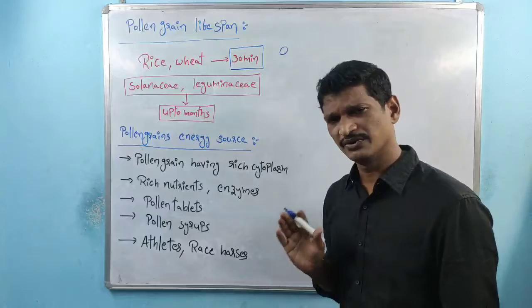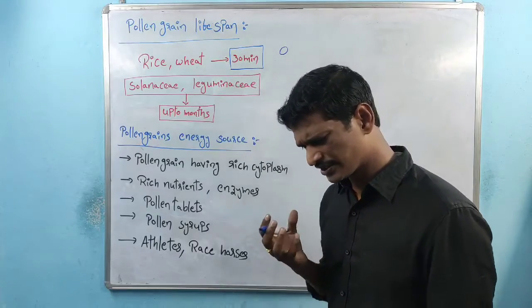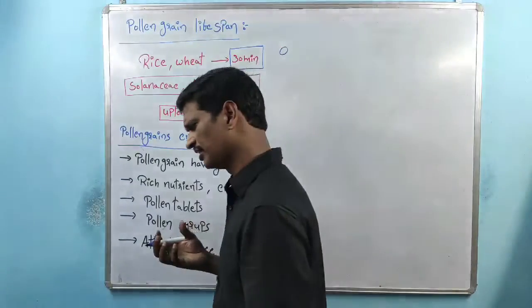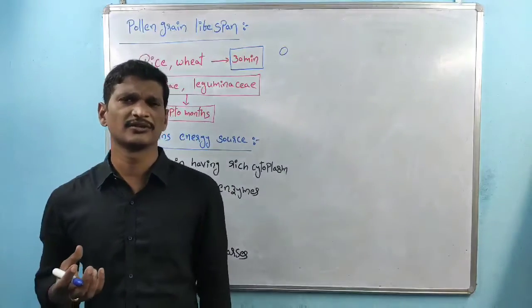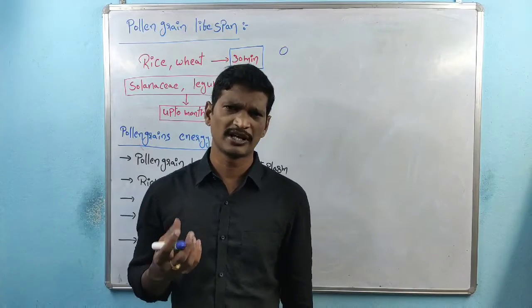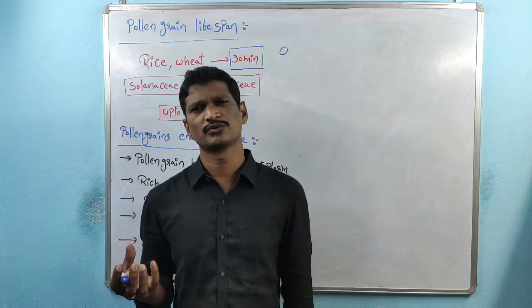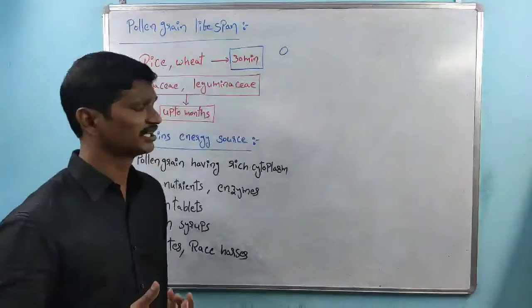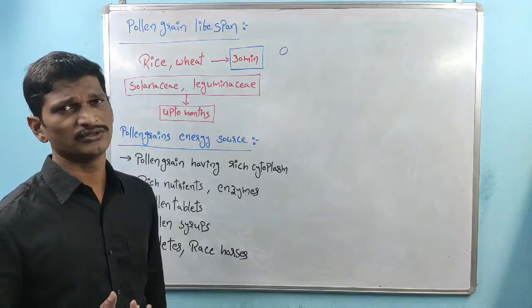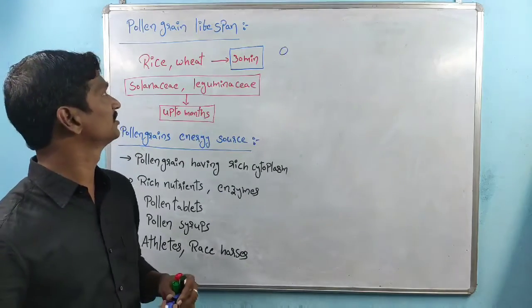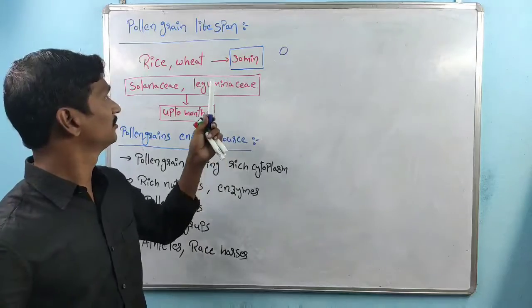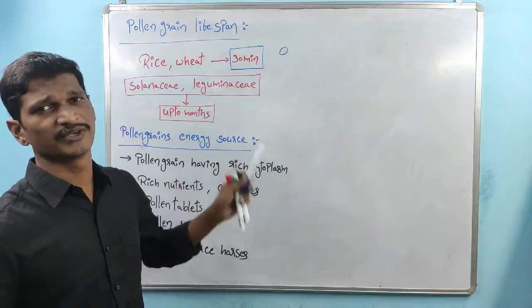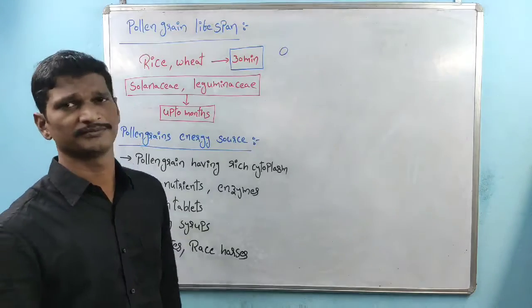In Solanaceae and Leguminaceae, there is a rich cytoplasm content within the pollen grains. With a rich content of cytoplasm, there is more storage food material, more minerals, and more enzymes. Then automatically the lifespan is also more. That is the difference between rice, wheat, and the Solanaceae and Leguminaceae families.